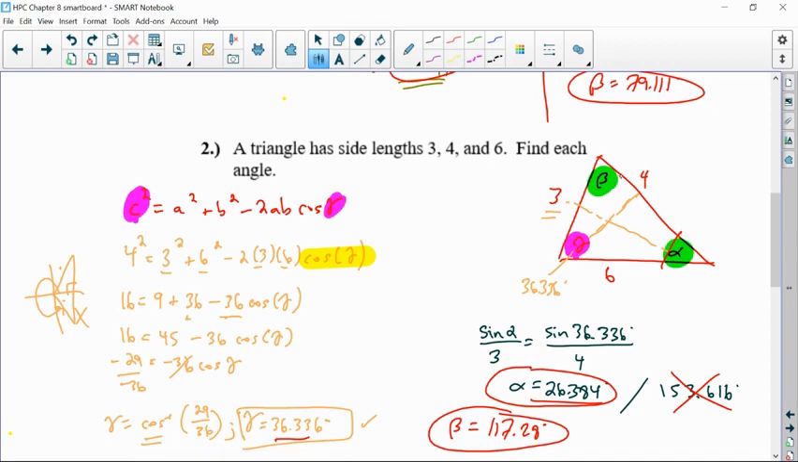And had I solved for beta first, I would not have gotten this answer. I would have gotten the wrong answer. Actually, I would have gotten its supplement. And that's the caution I'm going to throw out: when you're solving for one of the two missing angles with law of sines, pick the smallest angle, because you know that it has to be acute.